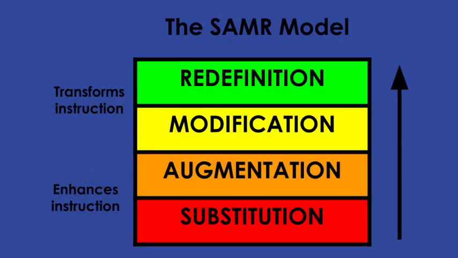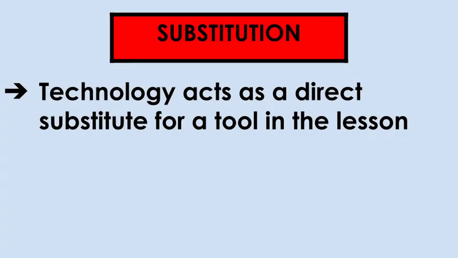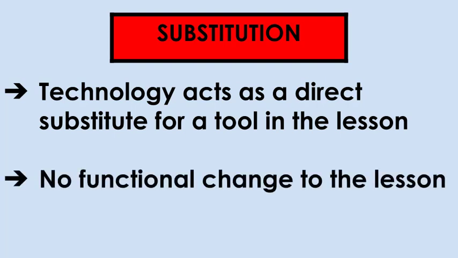Substitution is the lowest rung on the SAMR model ladder. At this level, technology acts as a direct substitution tool in a lesson. Also at this level, there is no functional change to the lesson.